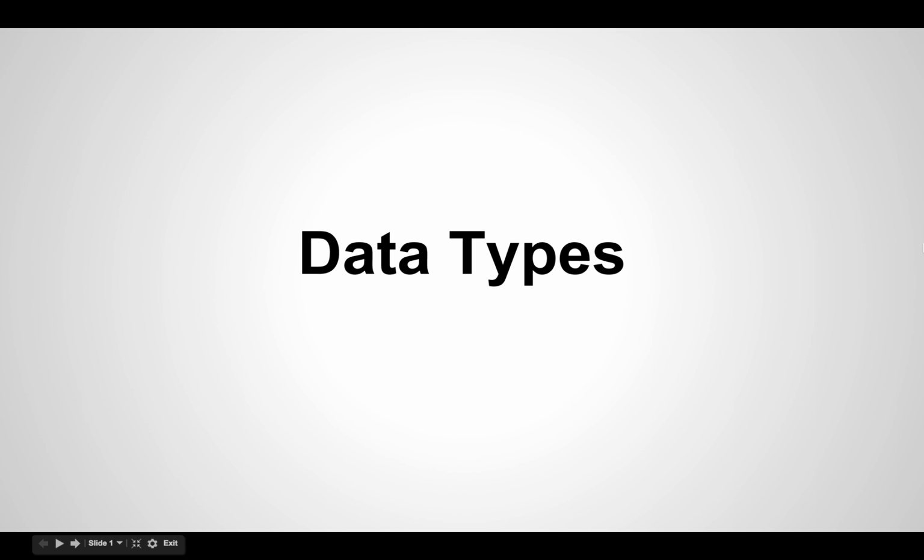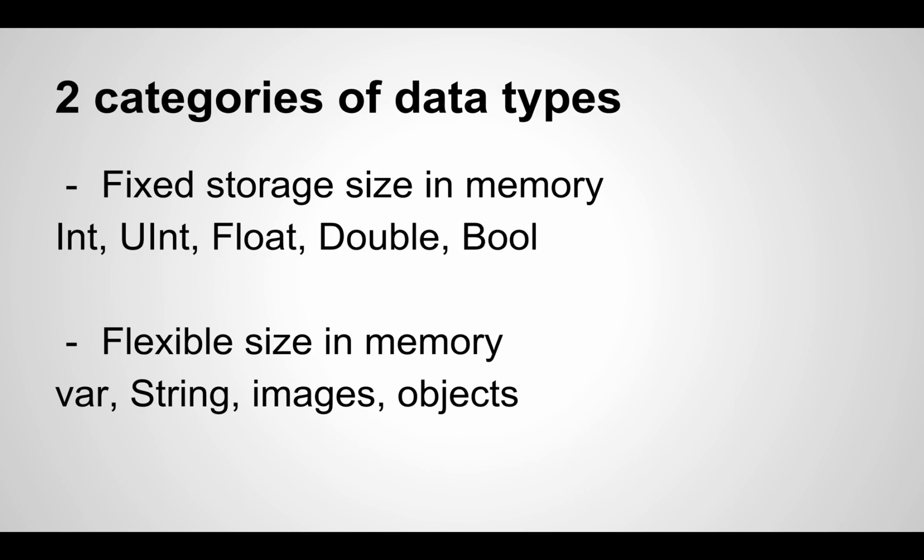Data types. So first of all, let's take a look at what data types are. First, there are two categories of data types. You have the ones that have a fixed storage size in memory, which basically means that the memory your program uses already knows what type of data you're storing there, and it knows the space it needs to allocate in memory. Some of these types are int, uint, float, double, and bool.